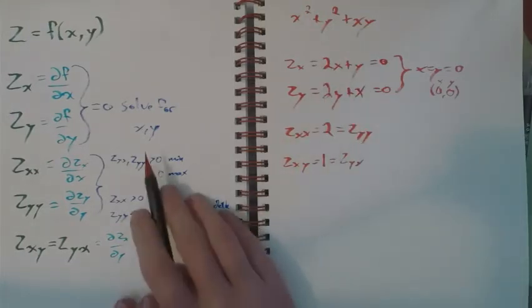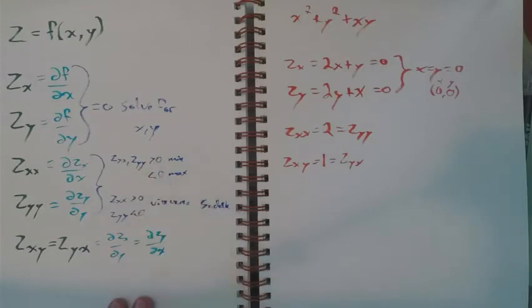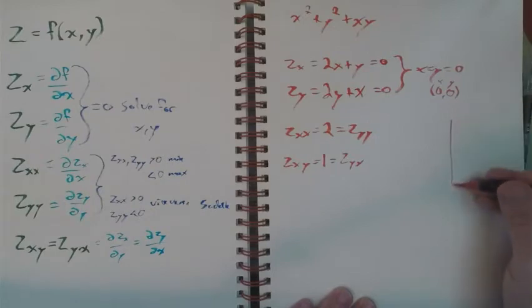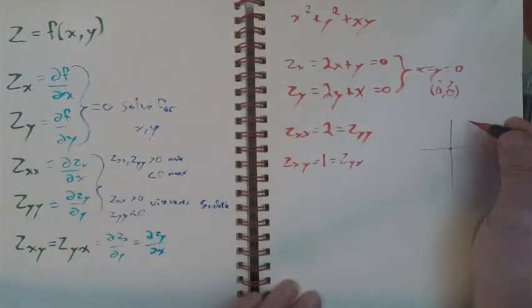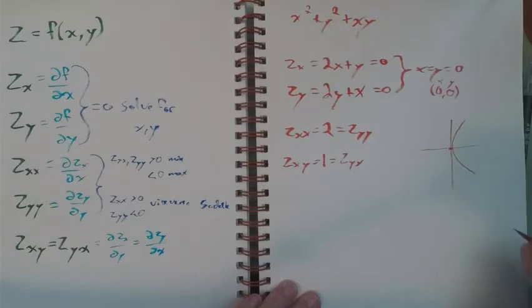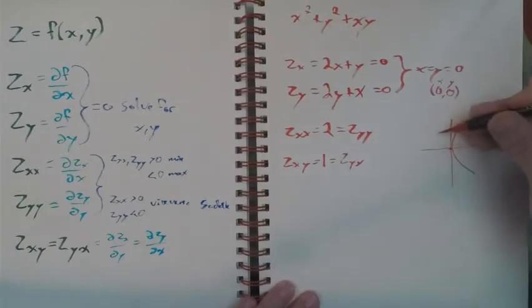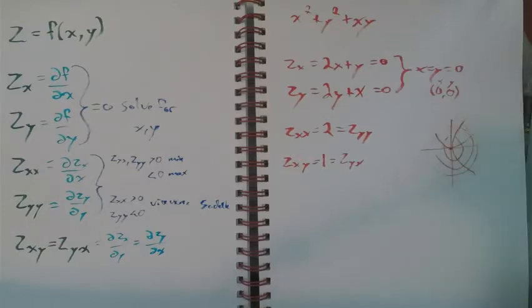All right, so what have we got? Well, we've got zxx and zyy both greater than 0. So whatever's going on here, we're looking at a minimum. At this intersection, if we imagine looking at this from this angle, in the y dimension it looks kind of like this, and in the x dimension it looks kind of like this. So we can imagine this bowl shape around this.